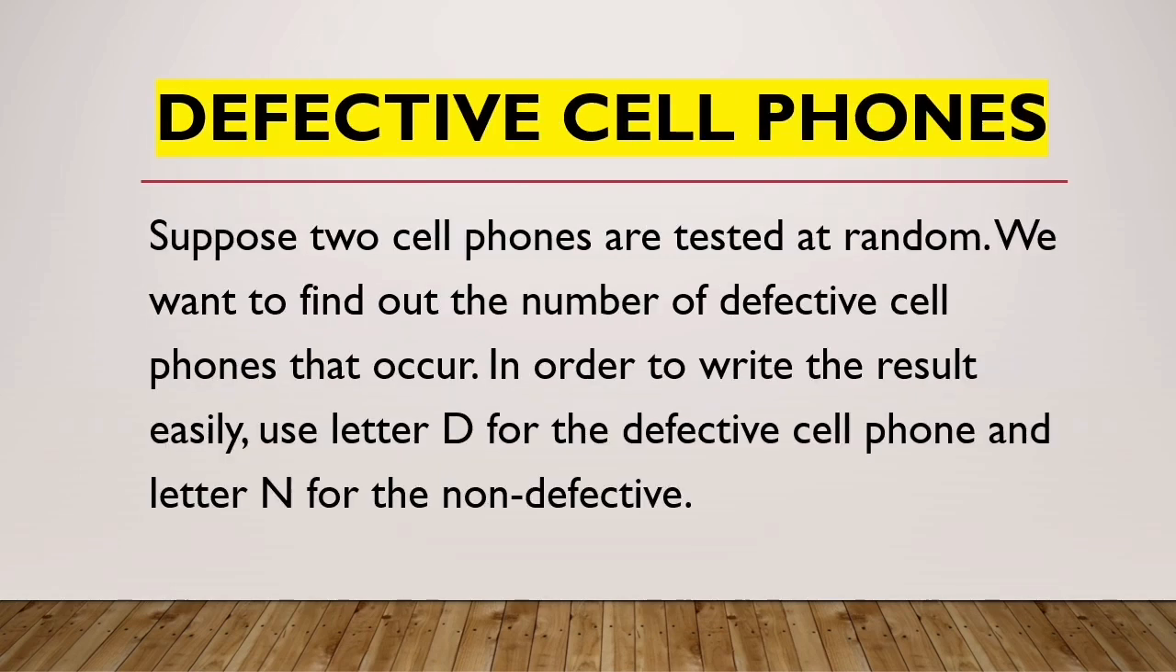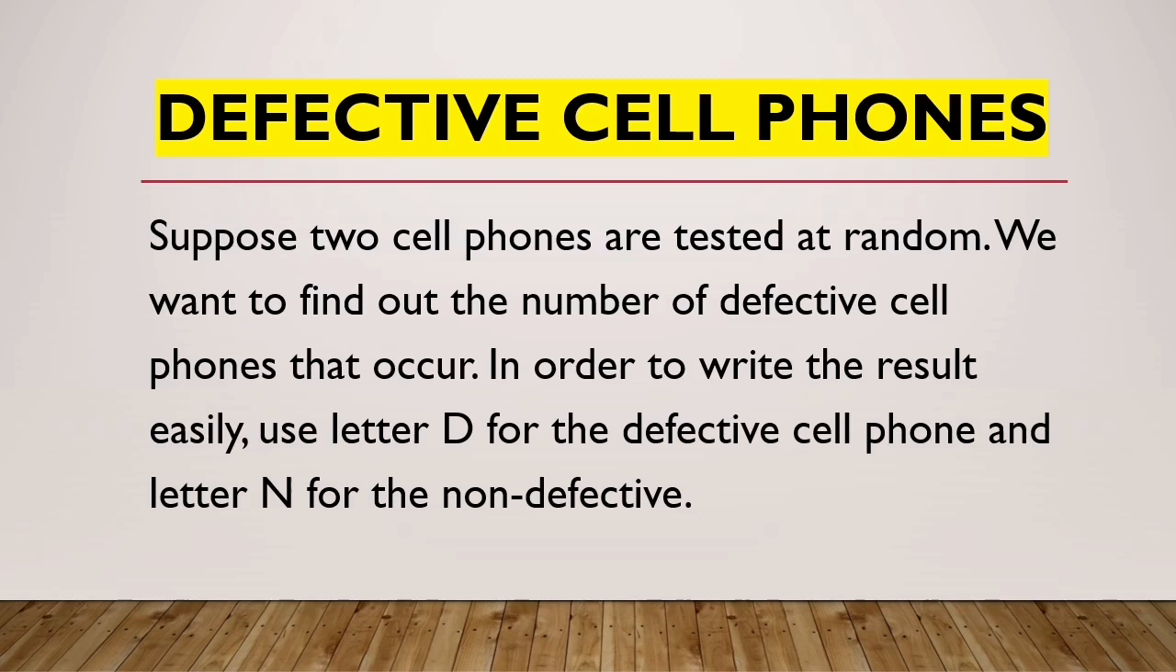Next, this is not found in your modules, but it can help you understand what a discrete random variable is. We have an example: defective cell phones. Suppose two cell phones are tested at random. We want to find out the number of defective cell phones that occur. In order to write the result easily, you use letter D for defective and N for non-defective. So we only have two cell phones tested at random.